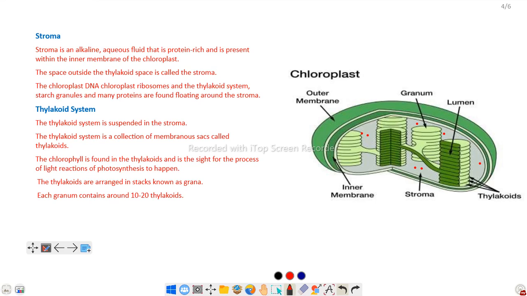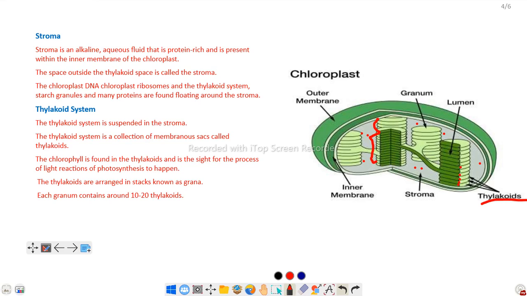Inside this blue filled background, or stroma, are chloroplast DNA, ribosomes and the thylakoid system. These are the thylakoids. Thylakoid systems are floating inside. Then what is the thylakoid system? The thylakoid system is suspended in the stroma. It is a collection of membranous sacs called thylakoids. These are the single thylakoids.